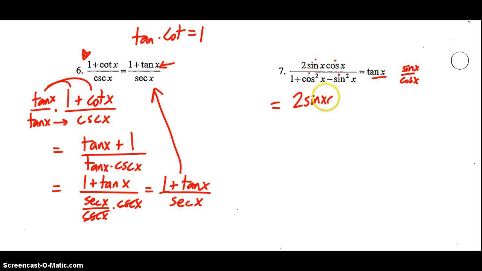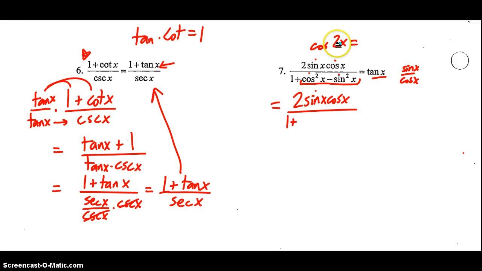2 sine x cosine x over, I see this part right here, cosine squared minus sine squared. And I know that equals cosine 2x. And I also, by the way, notice the top is sine of 2x, right? But obviously, I don't want things in terms of 2x. I want things just in terms of x. So I need to think of a different way to rewrite this. Again, I'm trying to get sine over cosine, right?